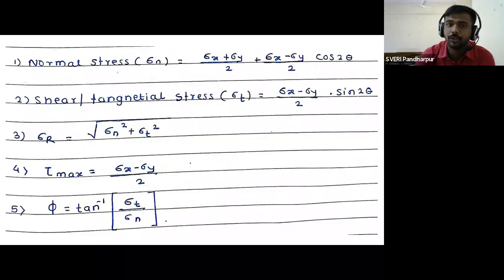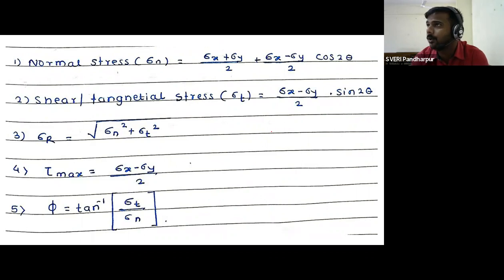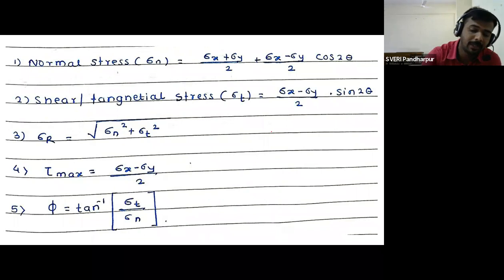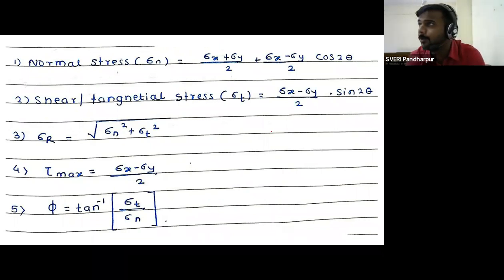And now, this is the list of formulas for case number 2. If you see formula number 1 and formula number 2, they are now in the form of sigma x and sigma y. In case number 1, sigma n and sigma t are in the form of sigma x only. Here, the effect of both sigma x and sigma y is considered in the calculation. The first formula is sigma n equals sigma x plus sigma y divided by 2, plus sigma x minus sigma y divided by 2, into cos 2 theta. So the cos 2 theta term is multiplied only with sigma x minus sigma y divided by 2. Please keep in mind.